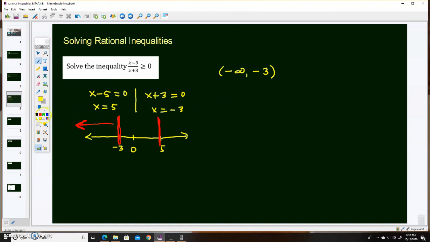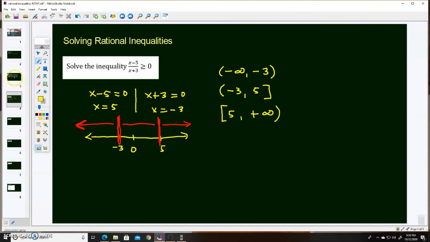The next region is between the 2 critical values, negative 3 and 5. In interval notation, that will be from negative 3 to 5. Take note again that negative 3 should be excluded. But this time, since the inequality involves an equal sign, 5 can be a solution. Therefore, we use a bracket, meaning 5 can be included in our possible solution set. The last region is all the values right of our second critical value, 5, so this would be from 5 to positive infinity.